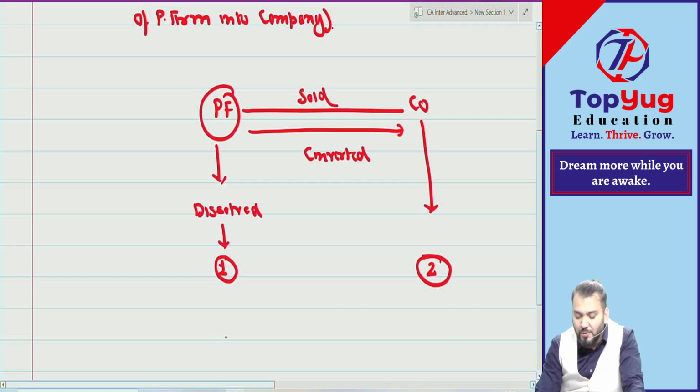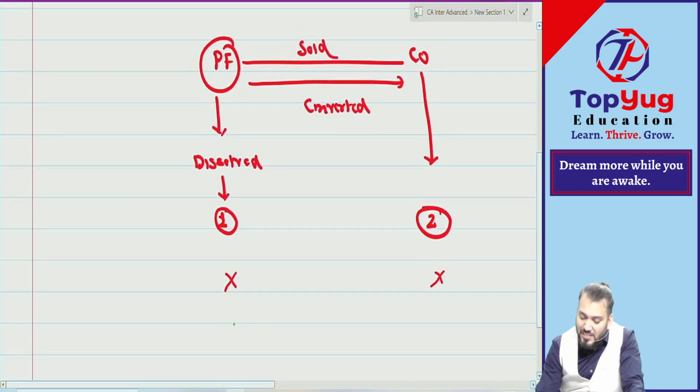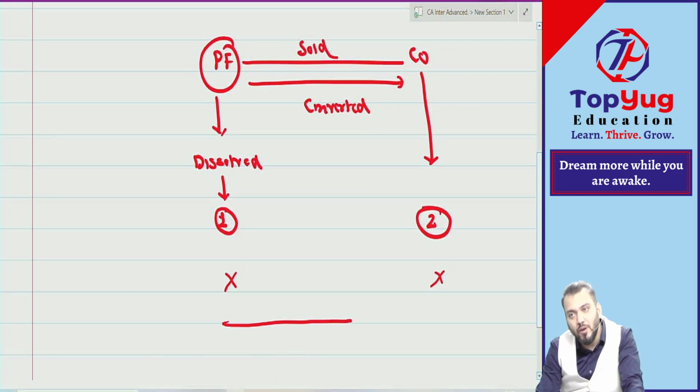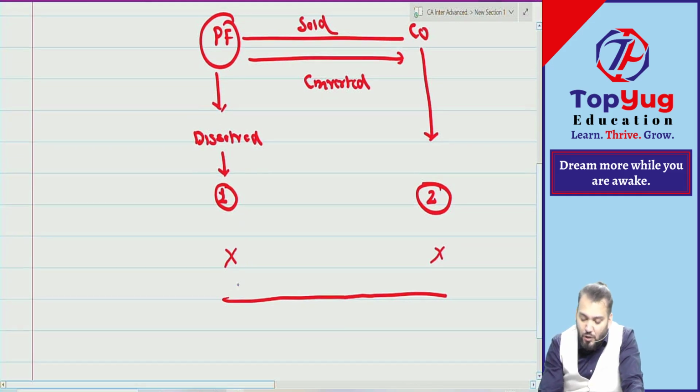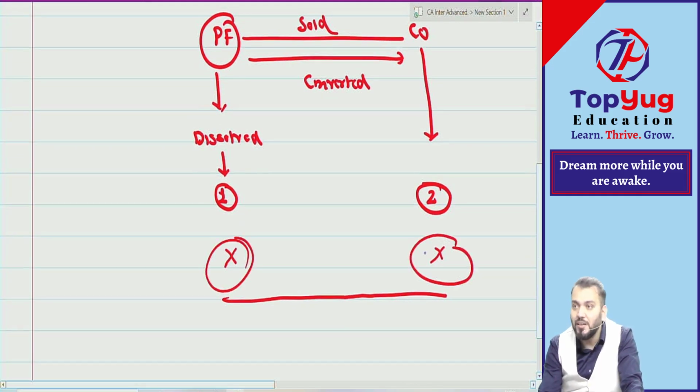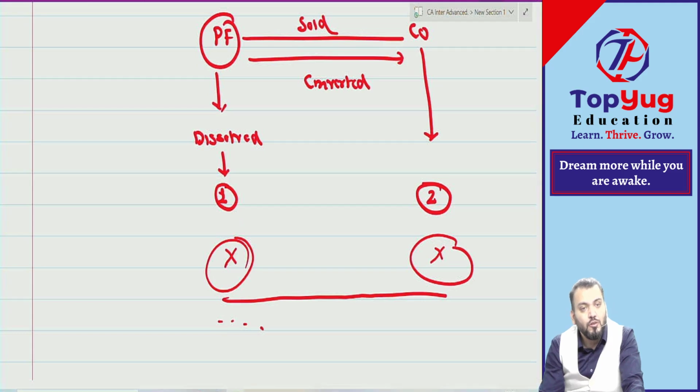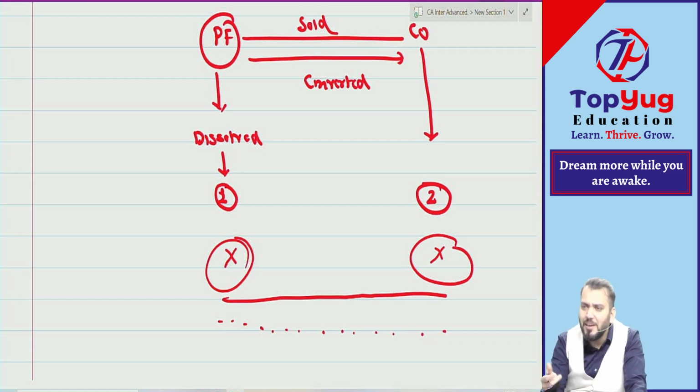So what they will do? They will not close. They will not open. They'll follow the same books, whatever the books they were following for partnership firm, for the company. Are you getting? They'll follow the same books with some adjustment. With some adjustment means they will not close, they will not open. Same books of account of partnership firm will be followed and continued by purchasing company. Only some adjustment is required.